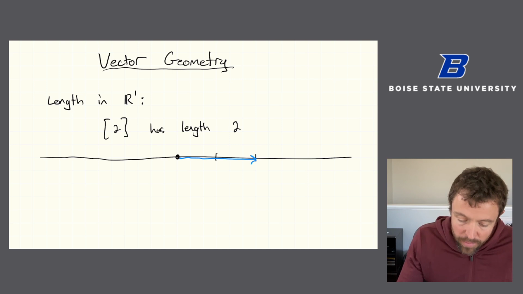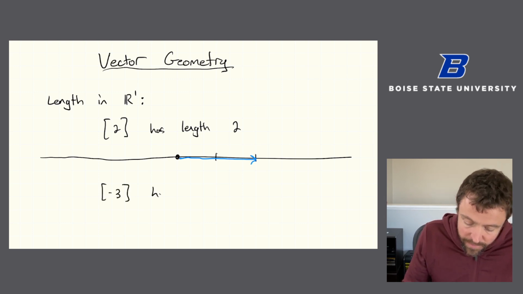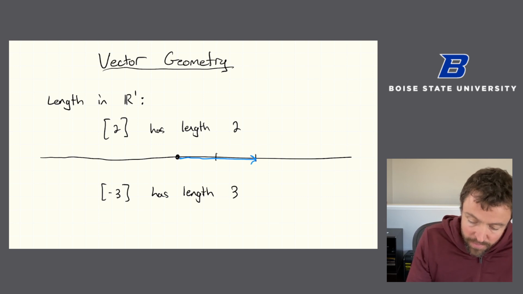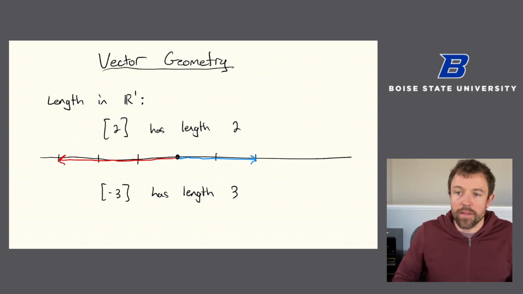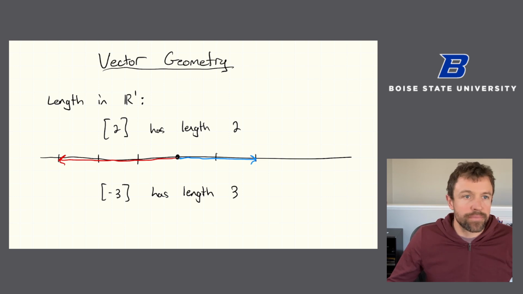And then let's do one more example because it's not 100% trivial. This vector doesn't have length minus 3. Minus 3 can't be a length. It has length 3. Right, so I draw this out, I get length 3. Okay, let's move away from R1. As I said, kind of boring. You don't really see a lot there.